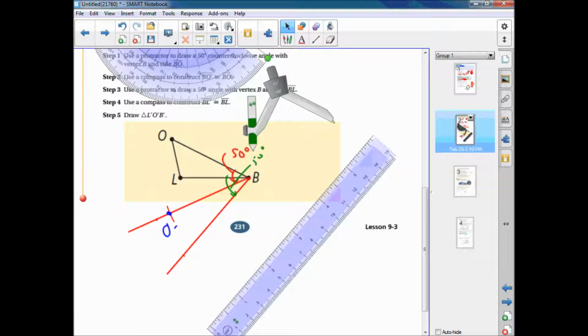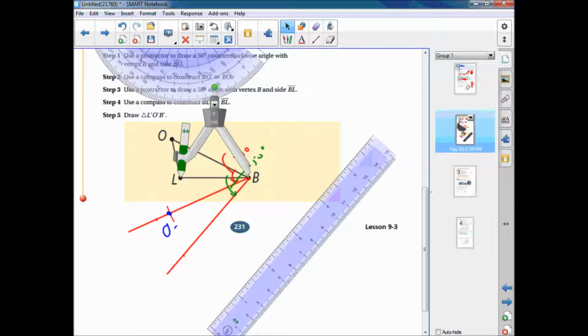All right. So we're going to take our compass and we're going to measure from B to L. I'll shrink it down a little. All right, so pointy end's on B, the writing end is on L. Now we know the length.